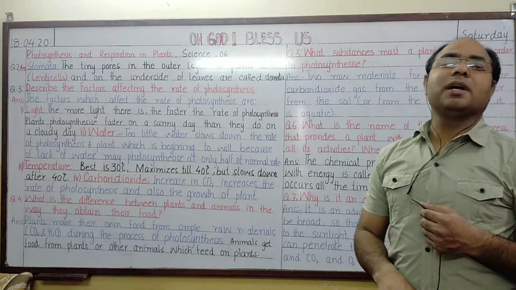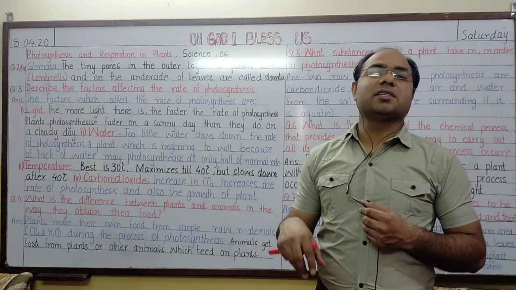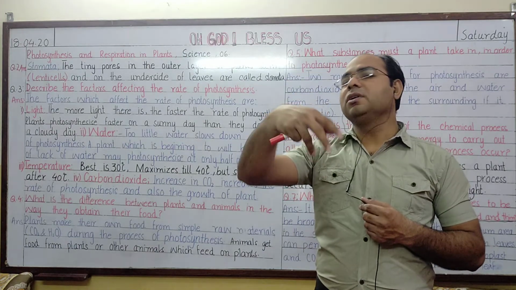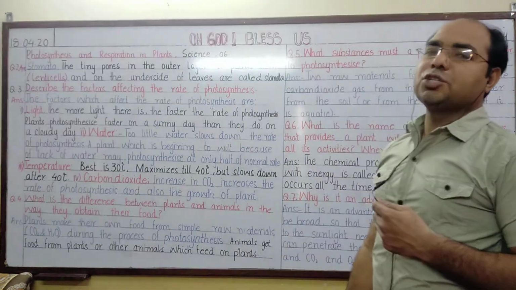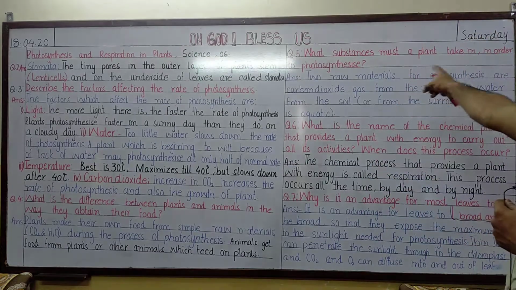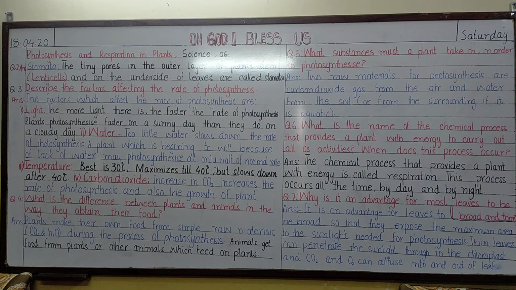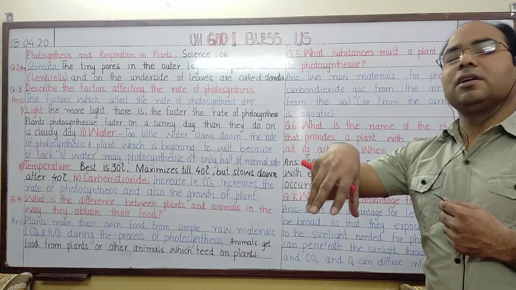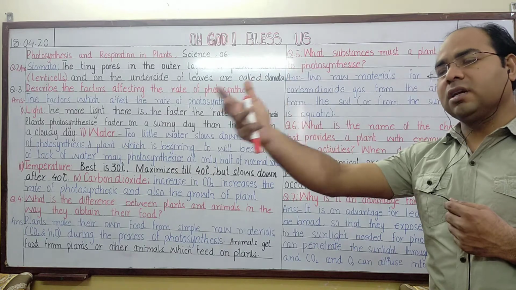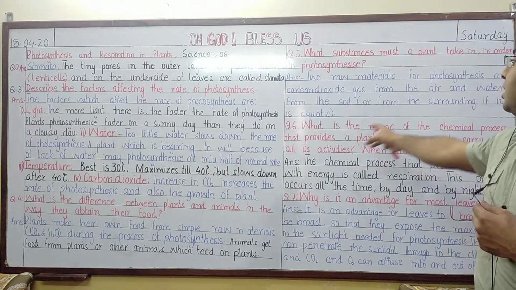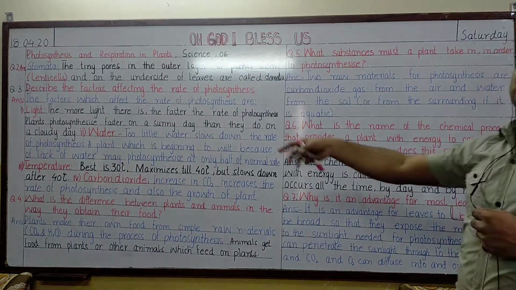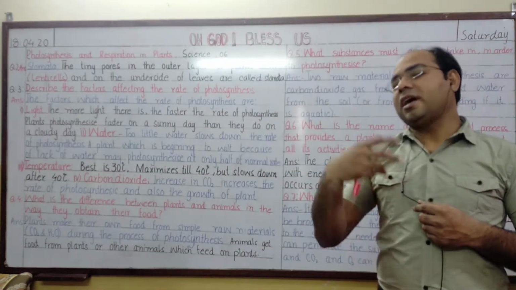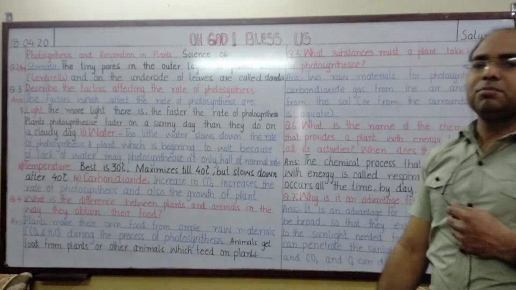Then the difference between plants and animals is the way they get their food. Plants make their own food, while animals depend on food obtained from plants or animals. What substances must a plant take in? There are different types of substances, including minerals, water, or carbon dioxide. Then what is the name of the process that continues all the time, through which plants take energy? It's respiration, carried out all the time by day and night.